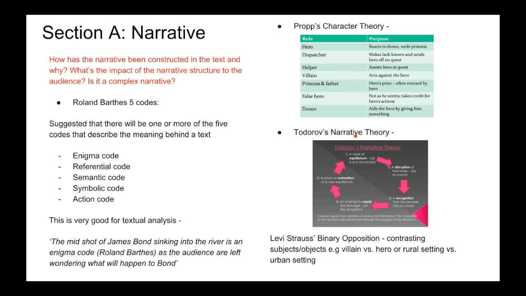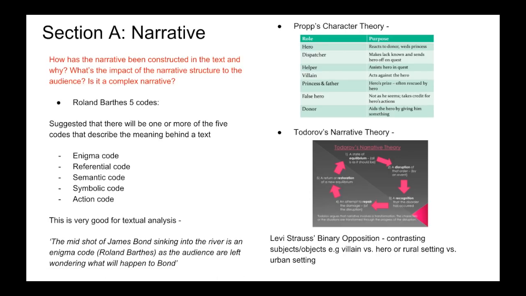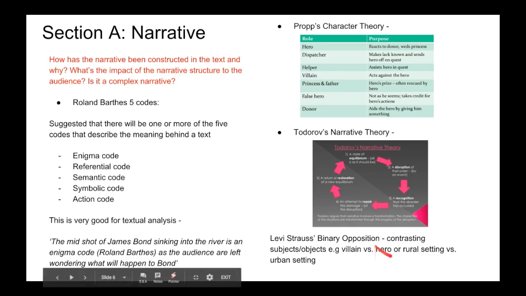And this is Todorov's narrative theory. This is a linear structure, so that's quite a simple narrative. There's also Levi-Strauss's binary opposition, that's part of narrative. There are a lot of contrasting subjects and objects that could be found in any text, such as a setting, which could be rural versus urban, or villain versus hero. This is good for representation as well, because there could be a countertype and a stereotype being represented in your text sometimes.